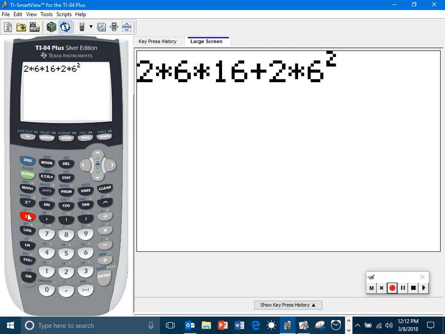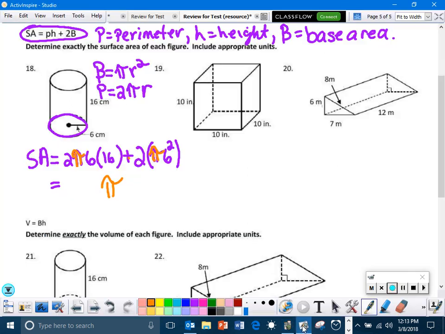Now, maybe you want to write that down on your paper so you remember that. Okay, so that becomes 264. And I'm done. So my answer is 264 pi centimeters squared.